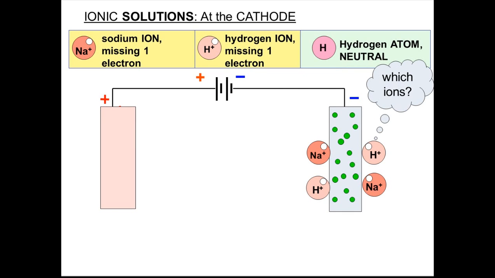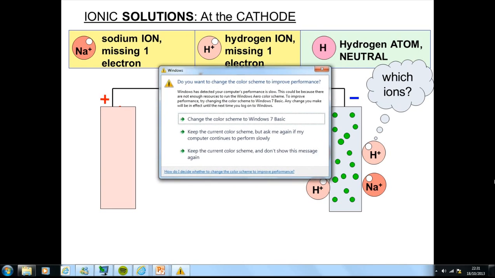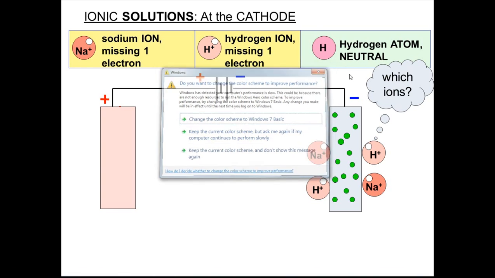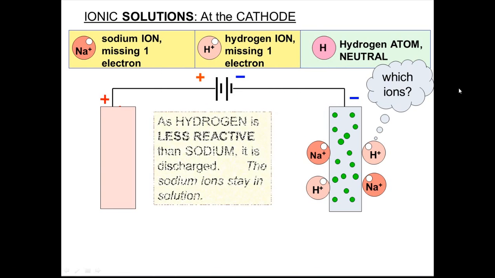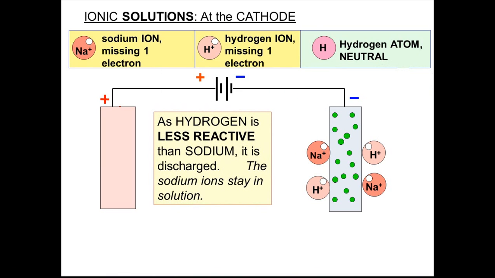Right then, so let's have a look at the cathode. So we've got sodium and hydrogen ions both at the cathode. Which one is going to be produced? So this is what happens. Because hydrogen is less reactive than sodium, it is discharged. So the sodium ions stay in solution, and we get hydrogen gas being formed there.